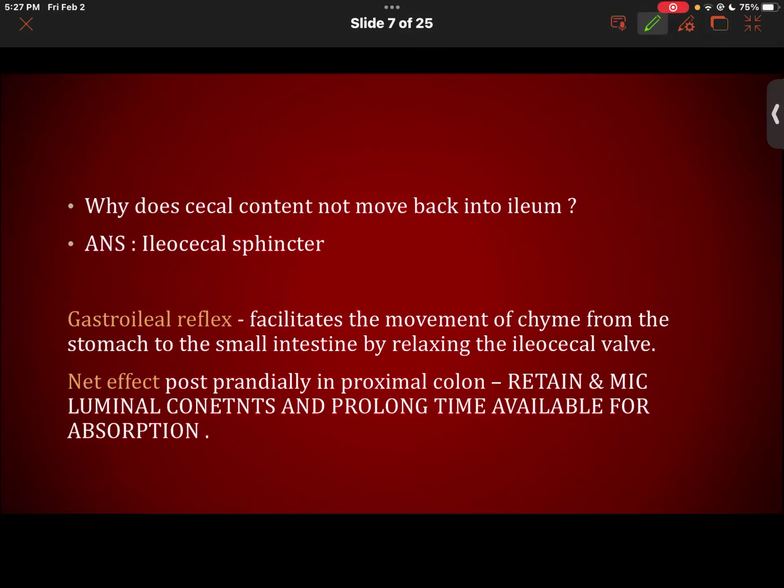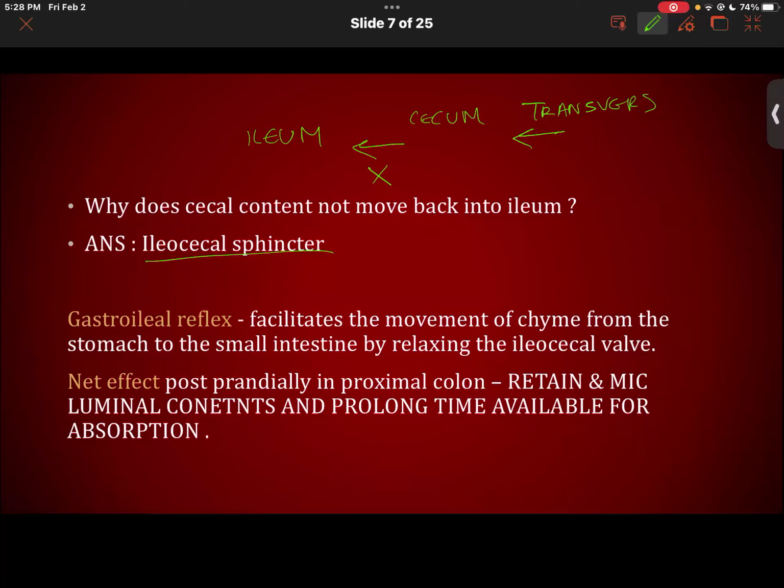So before we get to the gastroileal reflex, we must ask ourselves, okay, so the fecal material can go from the transverse colon backwards to the cecum, but can it move backwards from the cecum to the ileum, which is the last part of the small intestine? And the answer is no. And why? It's because of the ileocecal sphincter, which allows movement only in one direction, right? It's closed otherwise.